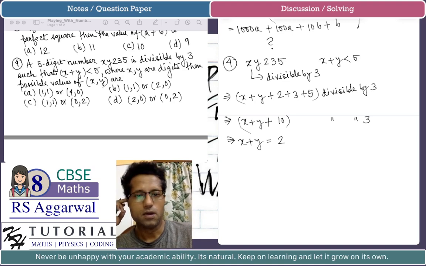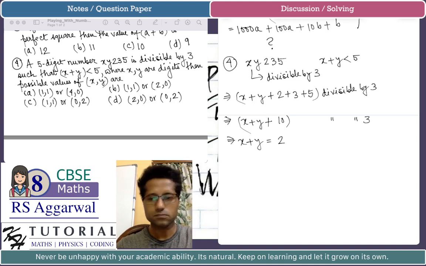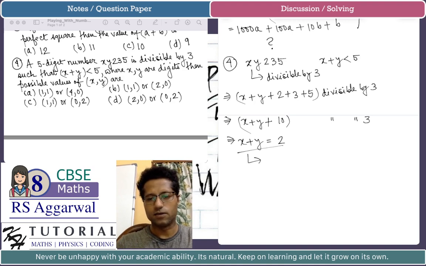So the only possibility is that whatever the value of x and y be, we must always have x plus y equals to 2. Now based on the fact that x plus y is 2, we can choose the values of x and y. So this implies what are the possibilities?